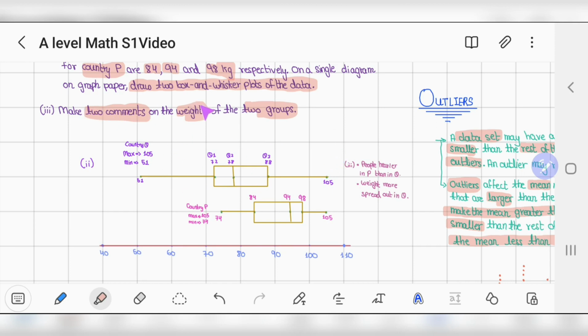And number 3 is make two comments on the weight of the two groups. So which one is heavier?